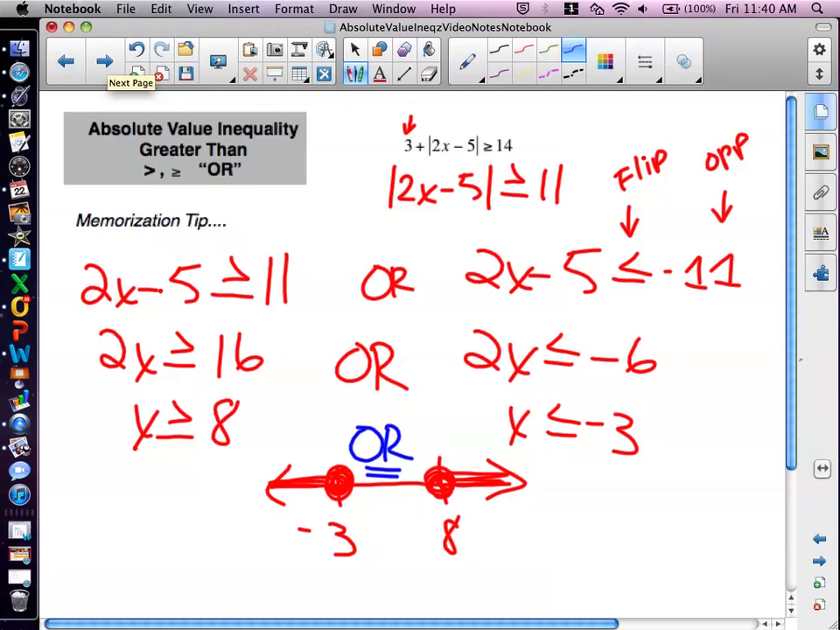The easiest way to memorize this, the R in OR and the R's in the greater than. And we'll talk about that more in class.